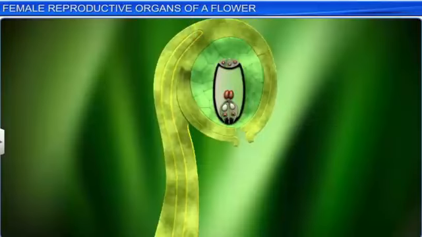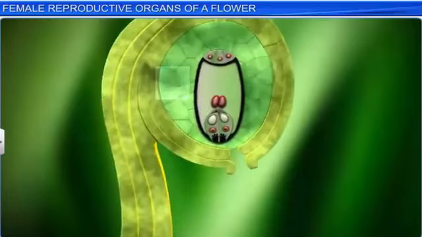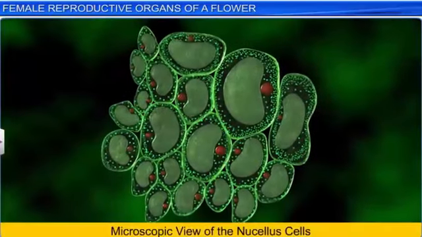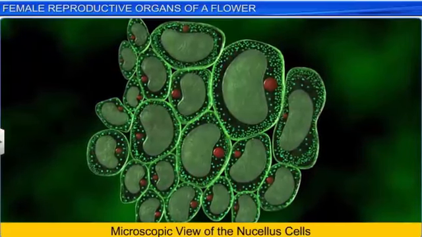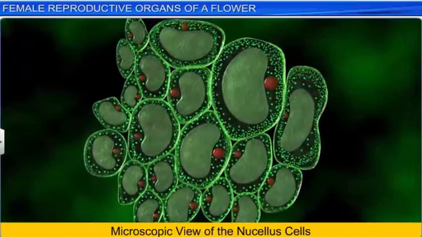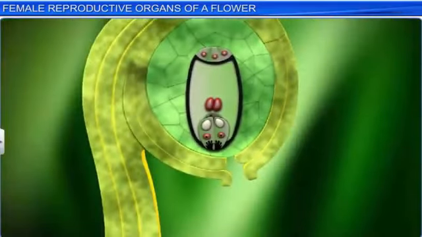At the chalazal region, we find that the funicle and integuments join the nucellus, the center region of the ovule that's made of a mass of diploid, colorless, thin-walled, parenchymatous cells containing food reserve materials. In the nucellus of a mature ovule lies the embryo sac, the female gametophyte, which develops from a megaspore.